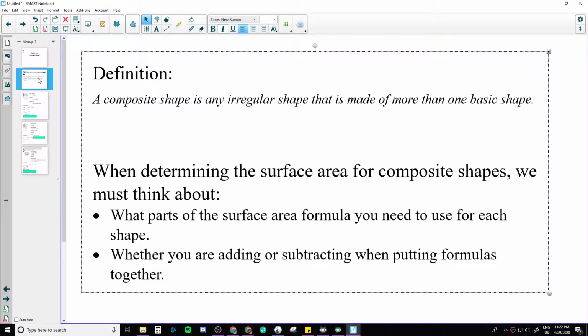Today we are talking about the surface area of composite shapes. Now, we've talked about composite shapes earlier in the course. The definition of a composite shape is any irregular shape that is made of more than one basic shape.